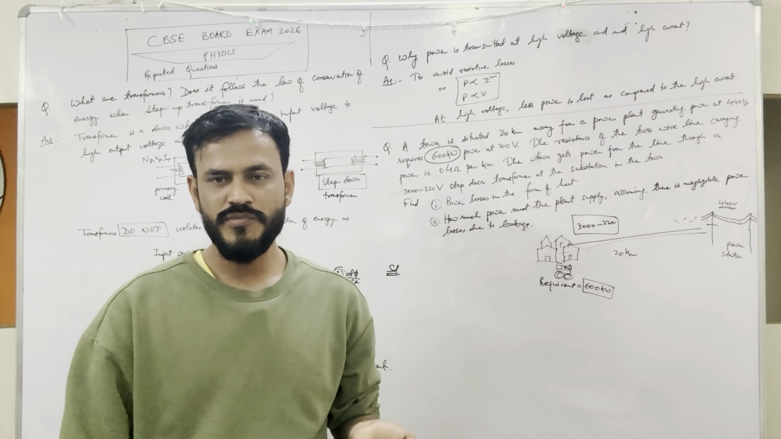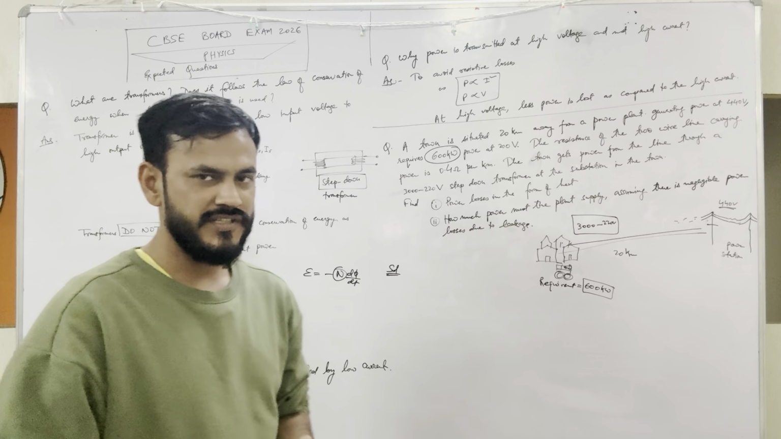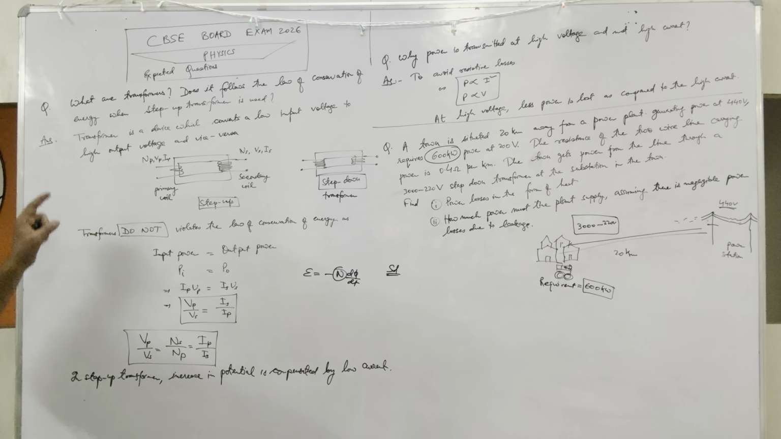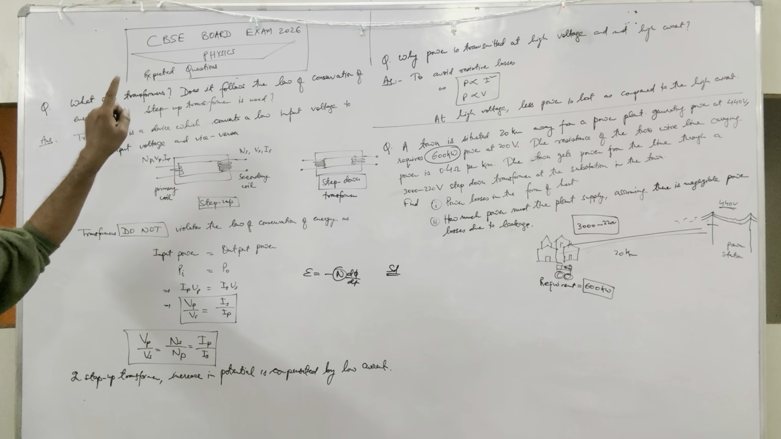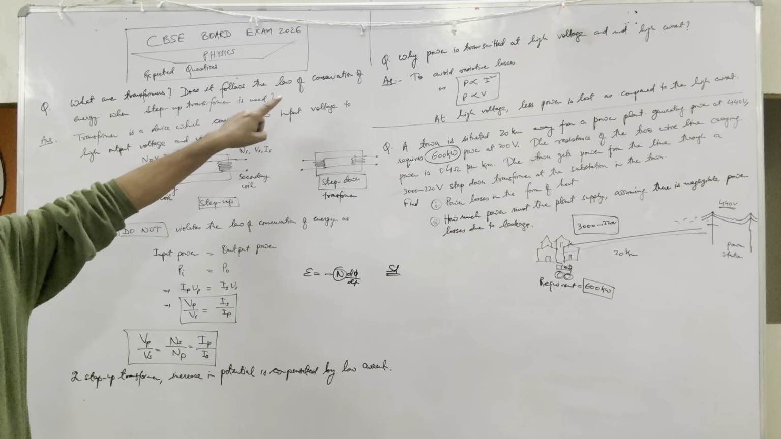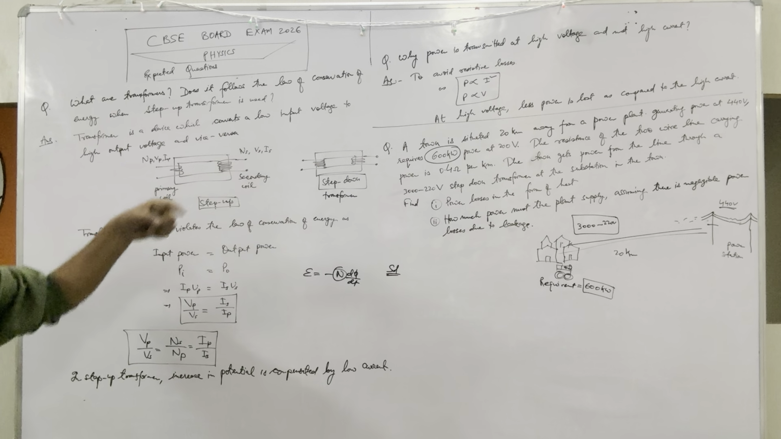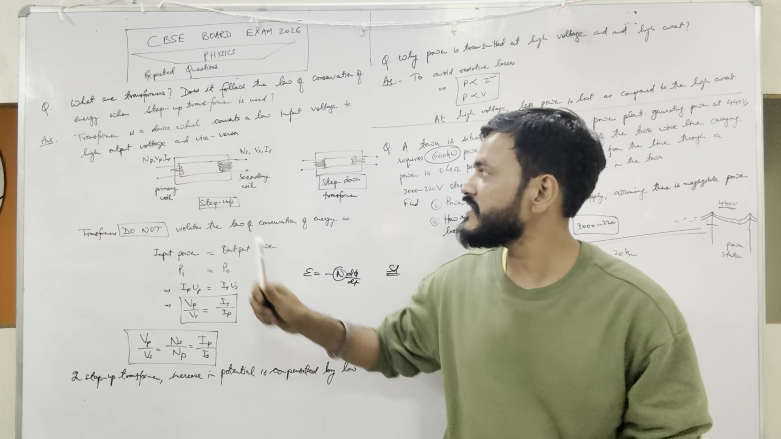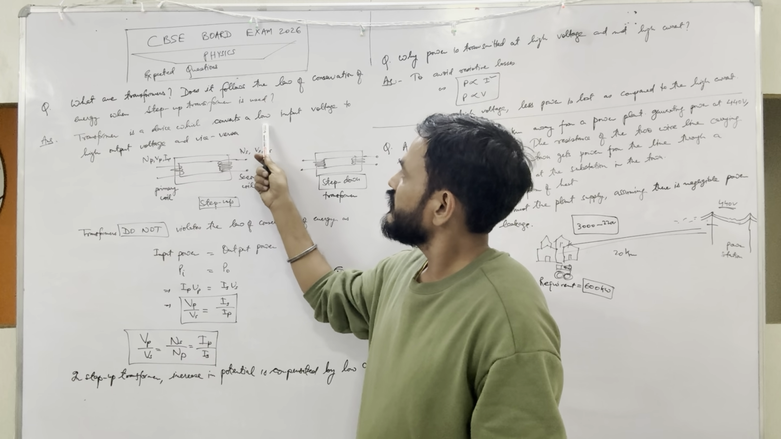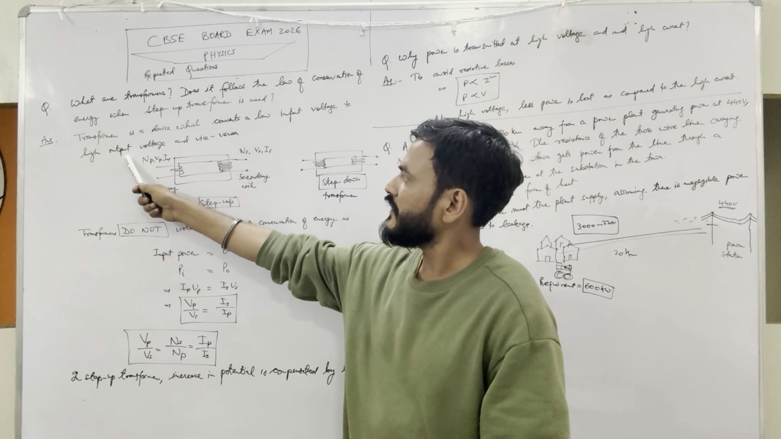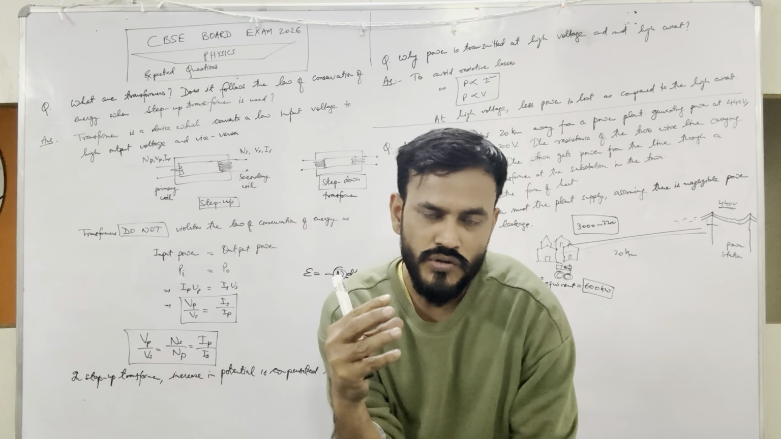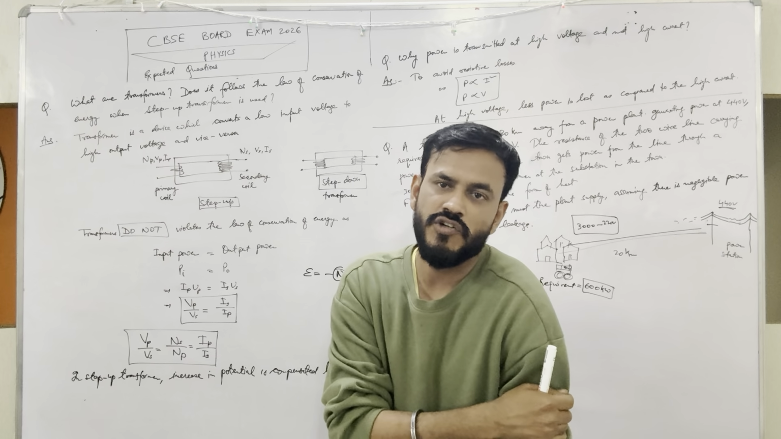Okay. Transformers, we'll see the important questions that can be generally asked in it. The questions are: what are transformers? Does it follow the law of conservation of energy when a step-up transformer is used? So what does a step-up transformer do? A transformer is a device that converts a low input voltage to high output voltage, and vice versa. So given a low input voltage, it will get converted to high output.